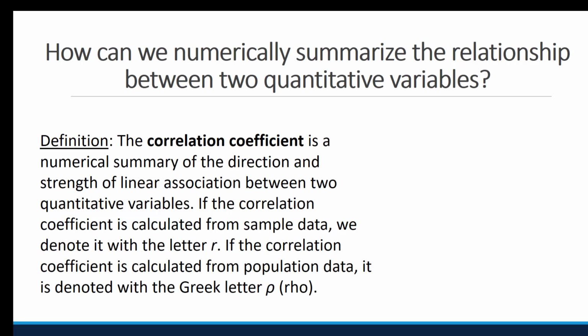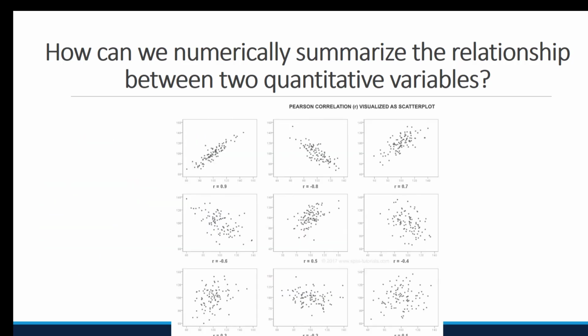The correlation coefficient is a numerical summary of the direction and strength of linear associations between two quantitative variables. If the correlation coefficient is calculated from sample data, we denote it with the letter R. If it is calculated from population data, it is denoted with the Greek letter rho. The correlation coefficient will always take values between -1 and 1. The absolute value of the correlation coefficient tells us about the strength.